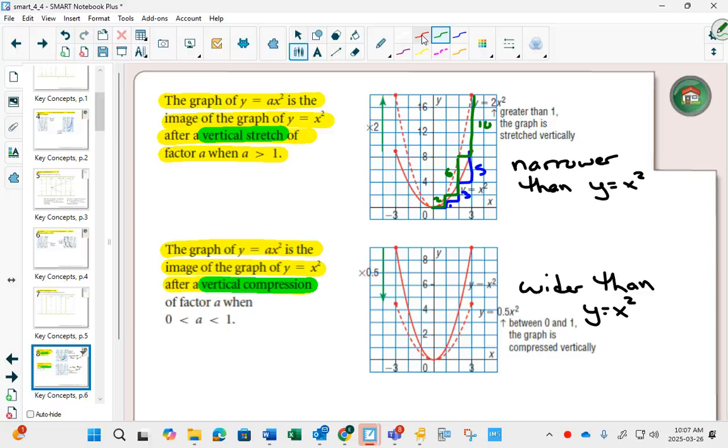Same thing's going to happen here. Go back to my original one in blue again. Over 1, up 1, over 1, up 3, over 1, up 5. But now, on the other one, I go over 1, up a half. Then over 1, up 3 halves. Then over 1, up 5 halves. So the 1, 3, 5 is multiplied by the half. Whatever your a value is will affect if your graph gets narrower or wider than y equals x squared.